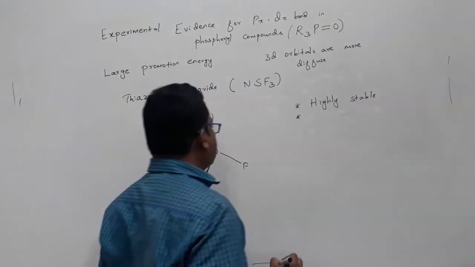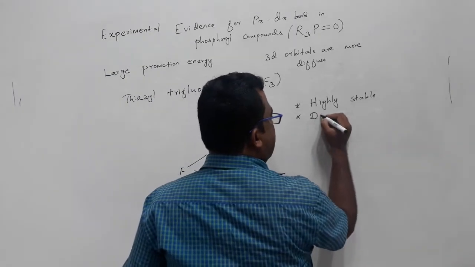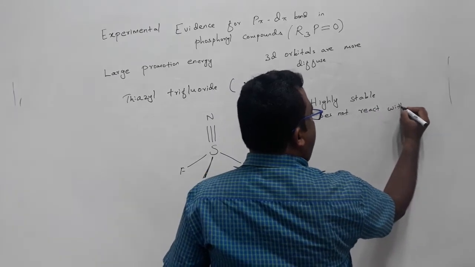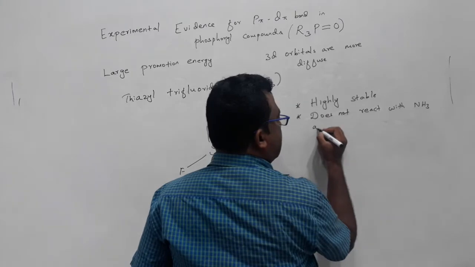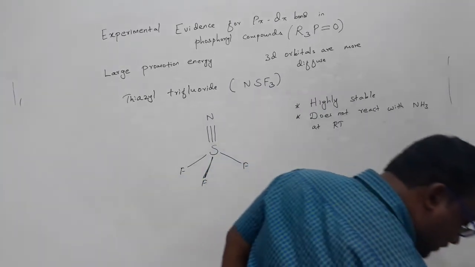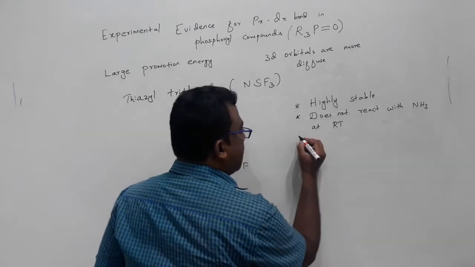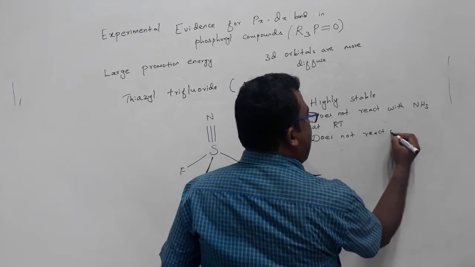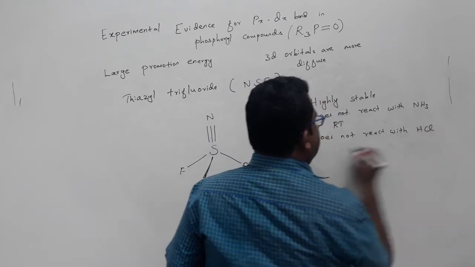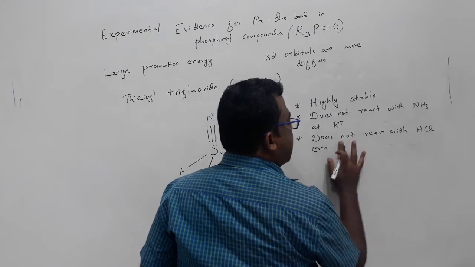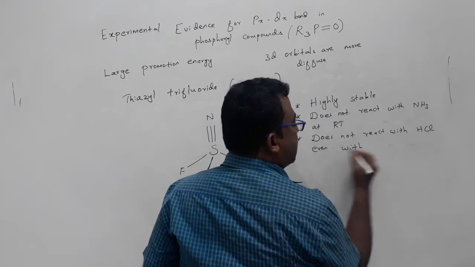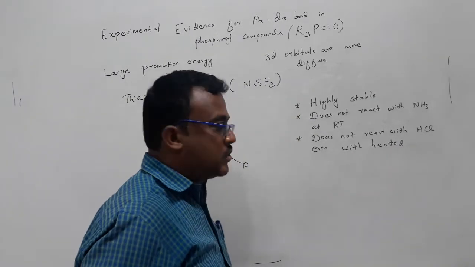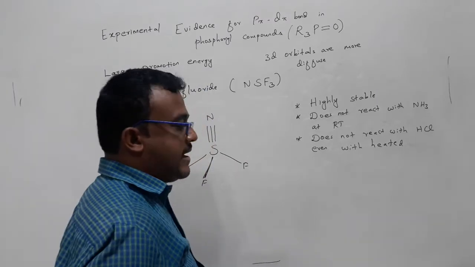Second one, it does not react with ammonia at room temperature. It does not react with HCl even with heating. Even when heated, this SN3 will never react. Also, with metallic sodium it is almost unreactive up to 400 degrees Celsius.